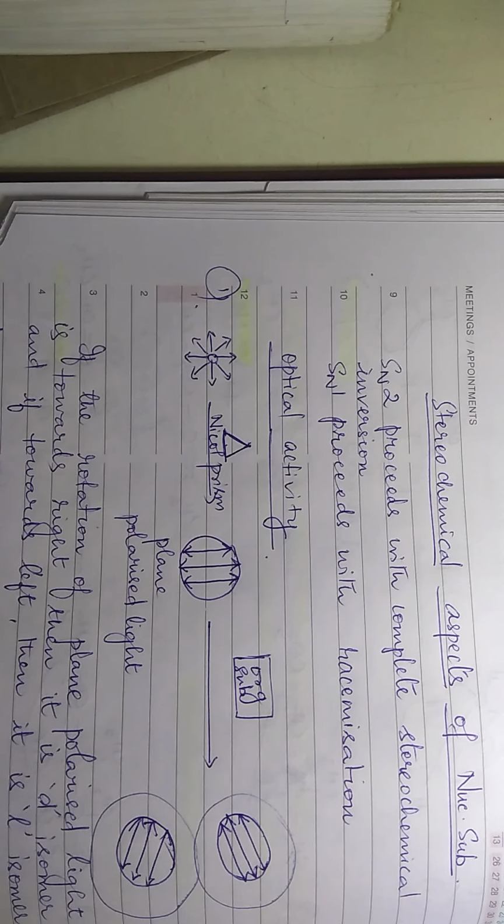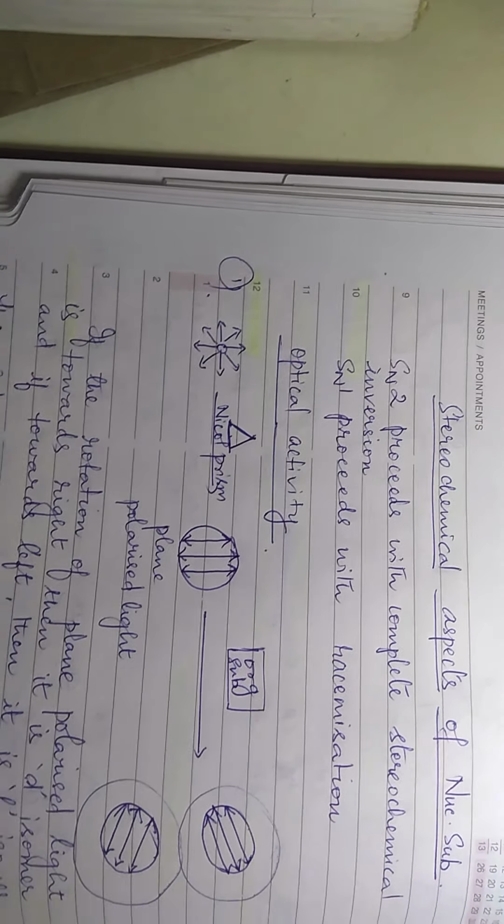So we have to understand now what is meant by racemization. So first of all, let us see what is optical activity, and then we will go further. So now here, what is optical activity? See, this is ordinary light. When this ordinary light is passed through a special kind of prism called Nicol prism, which is nothing but calcite, calcium carbonate, then it becomes plane polarized.